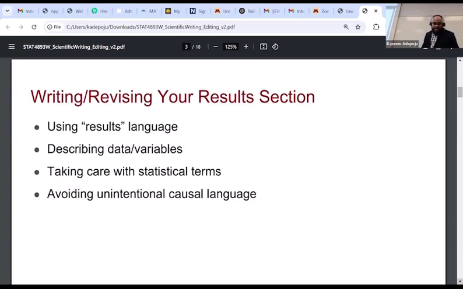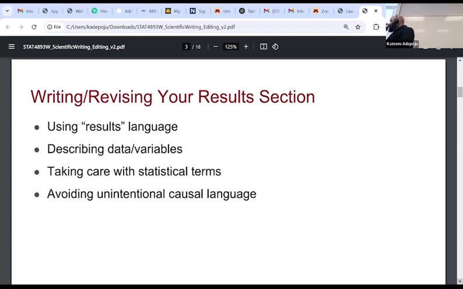When I say process language, it is like describing the way the research was conducted or the analysis was conducted. We need to avoid the use of that. What we actually need is the result language, not the process language. I'm going to give you an example of how we can rephrase process language to get a result language.